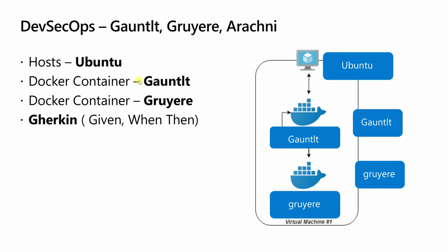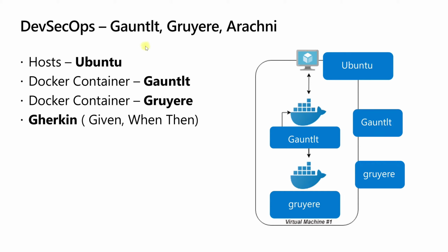For DevOps, the first tool is known as Gauntlet. Gauntlet is built in Ruby, and behind the scenes it uses Cucumber. This is a great tool for DevOps. It uses Gherkin, where you specify in plain simple language what the preconditions are, what condition needs to be matched, and when it needs to be matched.